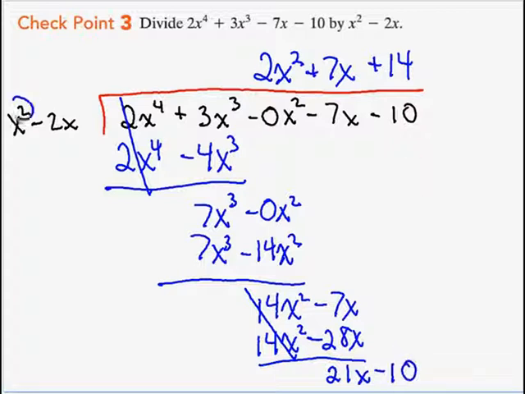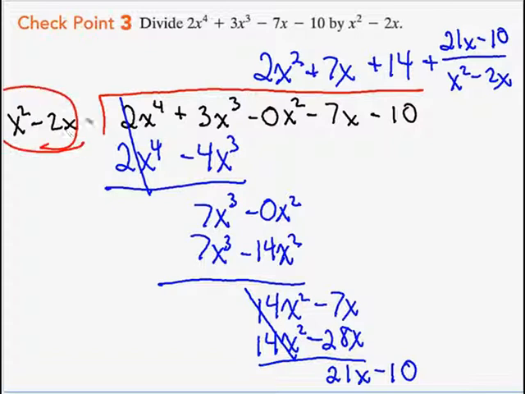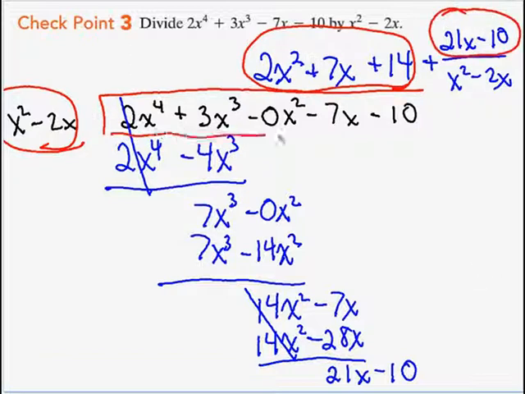Our power here, squared, is higher than our power here, so we're done. We have our remainder, 21x minus 10, and that's divided by the divisor, x squared minus 2x. Again, if you want to check your work, you could multiply this times this, FOIL it out, collect your like terms, and then add in the 21x minus 10, and you should get back to where you started.